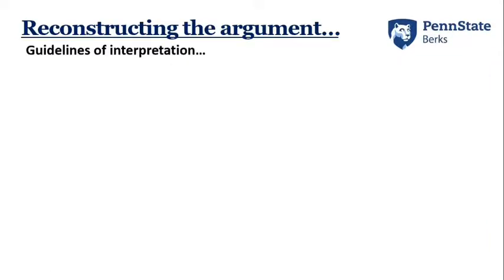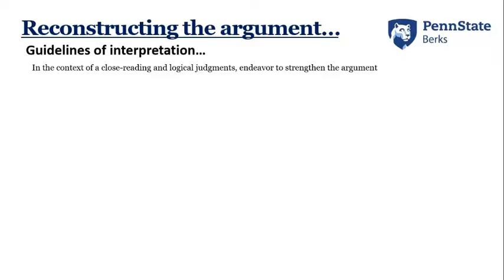Now, in reconstructing the argument, there are particular guidelines that we should at least keep in mind. In other words, we would be doing what we're calling a close reading, and we're going to try to make some very secure logical judgments, and our endeavor is simply to strengthen what it is that they're saying. It should be obvious that the fact that you are engaging with somebody in an argument does not mean that you are agreeing with them, or that you're condoning the way that they might be thinking through the idea.